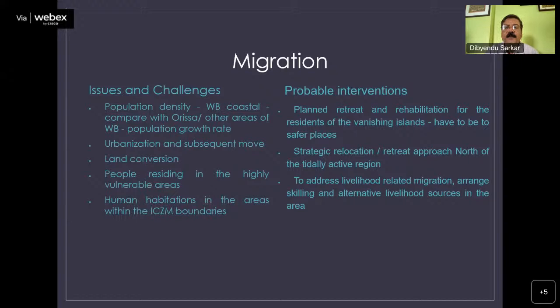So what would be the probable interventions? Planned retreat and rehabilitation for the residents of the vanishing islands to safer places. So people have to be strategically moved out from certain vulnerable areas, strategic relocation, retreat approach north of the tidal activity region. And to address the livelihood related migration, probably skilling and alternative livelihood sources in the area would be important. Next slide.